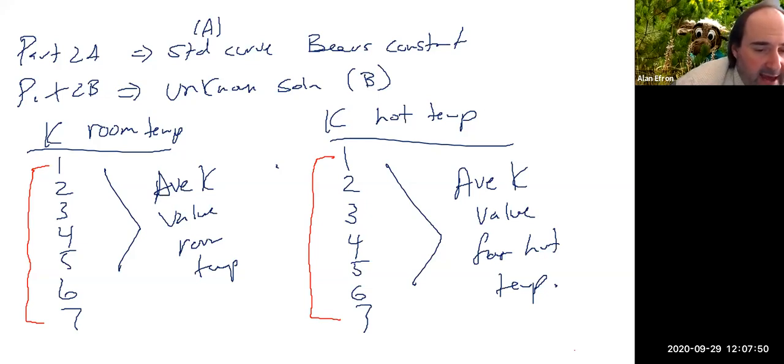And when you look at the average value for the room temperature versus the average value for the hot temperature, those two values should be different. So they should be different because the temperature is different when you look at those things.